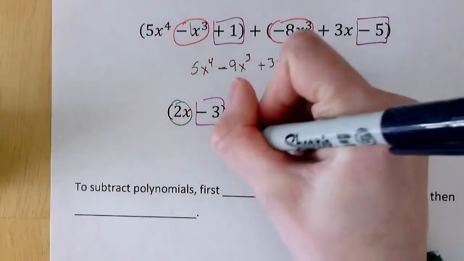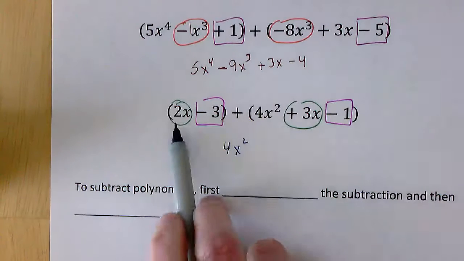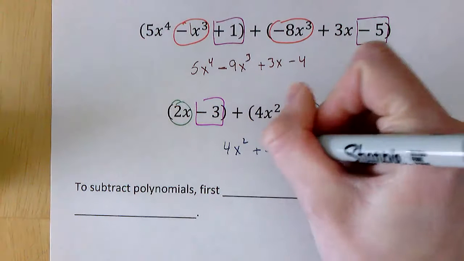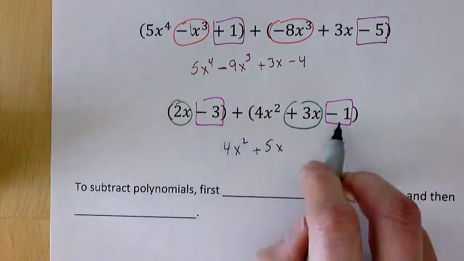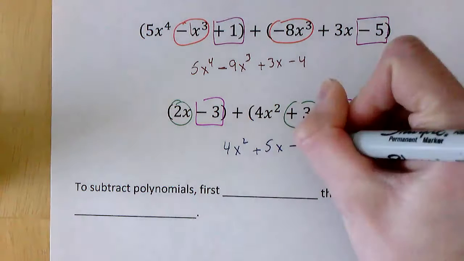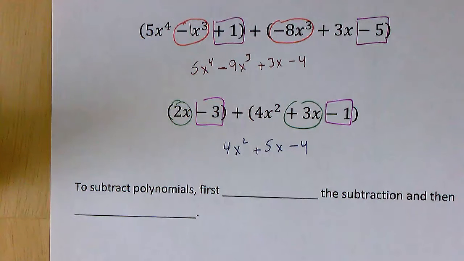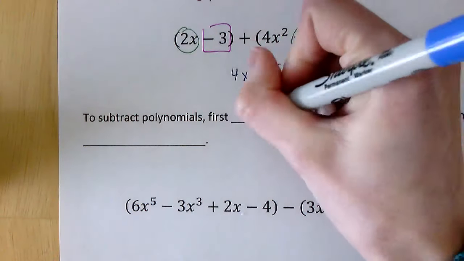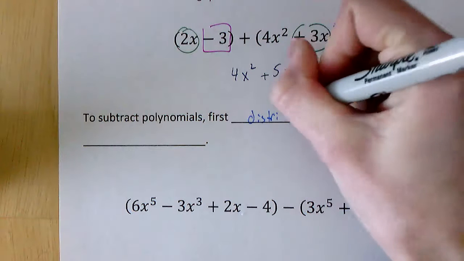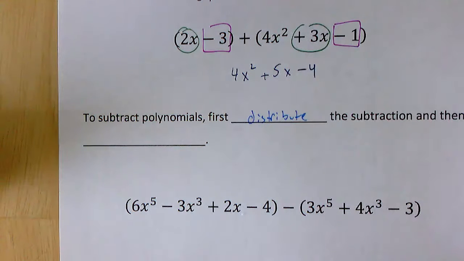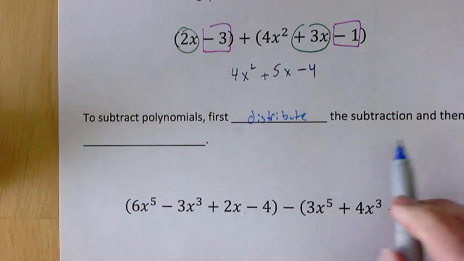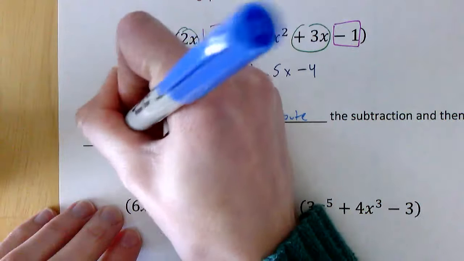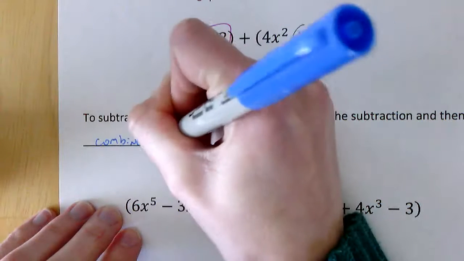So biggest exponents first, 4x squared. Then I can combine a 2x and a 3x, that's 5x. And then -3 and -1, that's 3 fires, 1 more fire, so 4 fires. And that's it, it's as easy as that. Okay, so adding polynomials, just combining like terms, no big deal. If you want to subtract polynomials, you first distribute the subtraction, Watson, and then combine like terms.